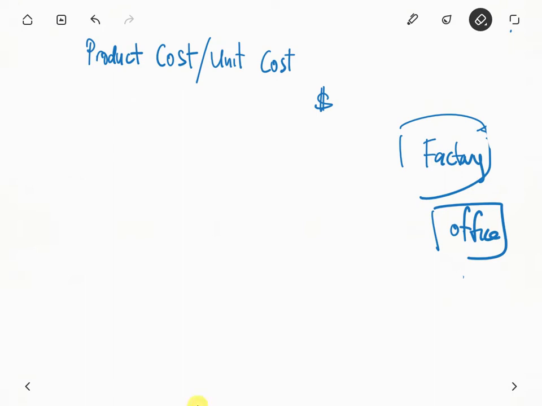Tutorial 6 is on manufacturing. So manufacturing, previously you prepared T accounts because your trading account means you buy to sell. So you buy to sell, easy. You buy 10,000, you sell 12,000, you make profit.